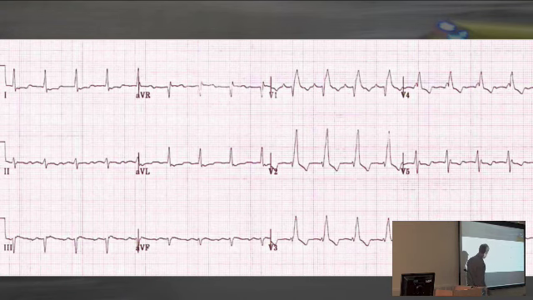Same thing, normal sinus rhythm, broad QRS complex, I'm thinking of a bundle branch block. Is it right or left? Look at V1, and this one's going more upwards, and it's not going straight down like a left bundle branch block. That's a right bundle branch block. Okay? And that's it. I'm a bit over time, so sorry for going over time. Thanks.